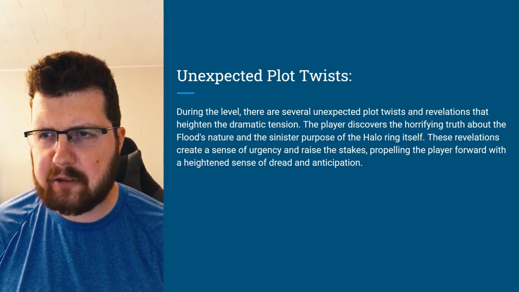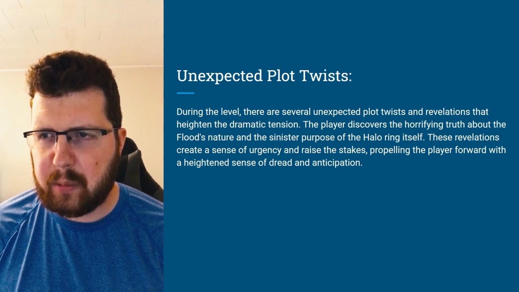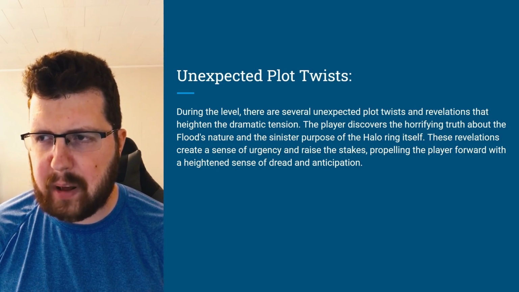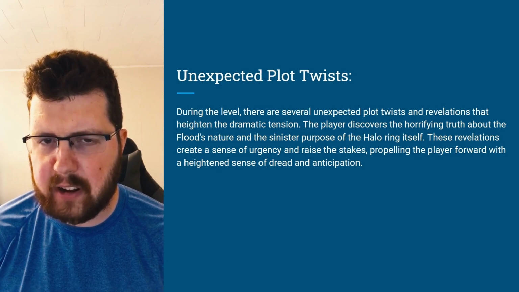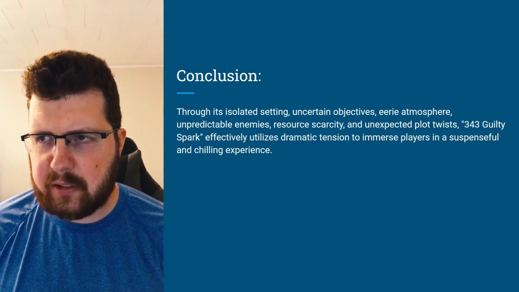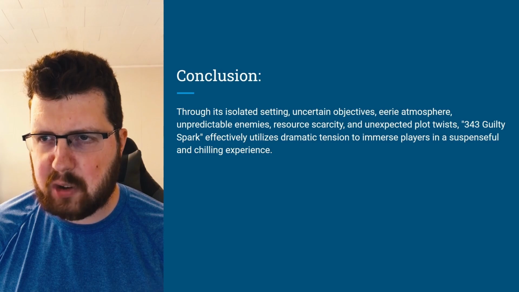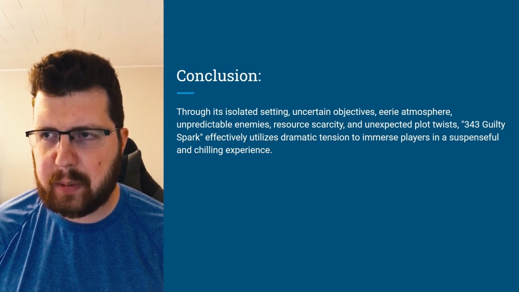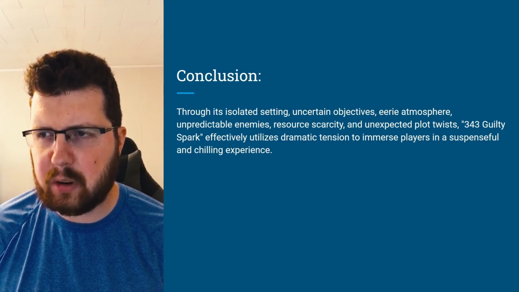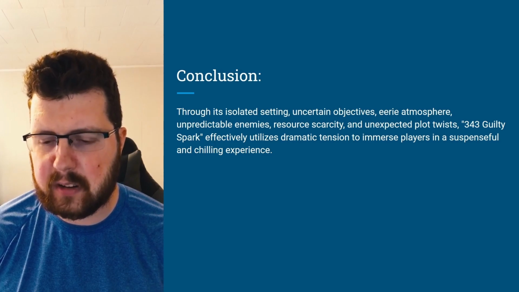During the level, there are several unexpected plot twists and revelations that heighten the dramatic tension. The player discovers the horrifying truth about the Flood's nature and the sinister purpose of the Halo Ring itself. These revelations create a surge of urgency and raise the stakes, propelling the player forward with a heightened sense of dread and anticipation. Through the isolated setting, uncertain objectives, eerie atmosphere, unpredictable enemies, resource scarcity, and unexpected plot twists, 343 Guilty Spark effectively utilizes dramatic tension to immerse players in a suspenseful and chilling experience.